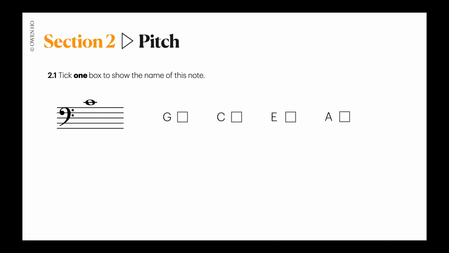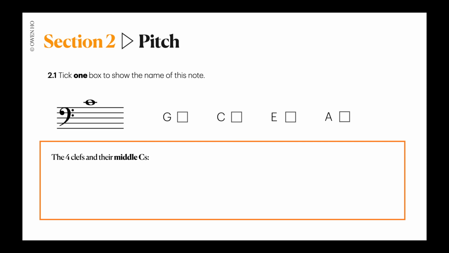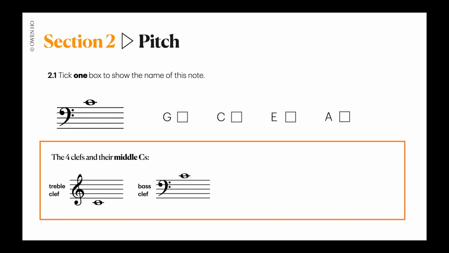However, in music, or at least at the Grade 5 Music Theory exam, there is not just one clef that we need to know. Apart from the bass clef which we have in the above questions, we also have 3 other clefs. And all the 4 clefs are the treble clef, the bass clef, the alto clef, and the tenor clef.